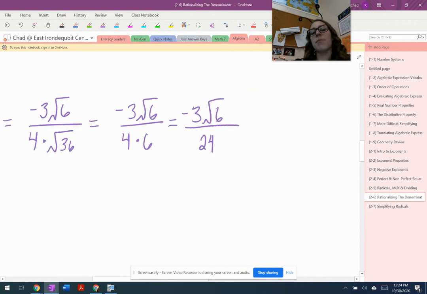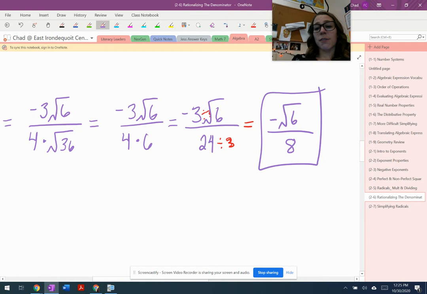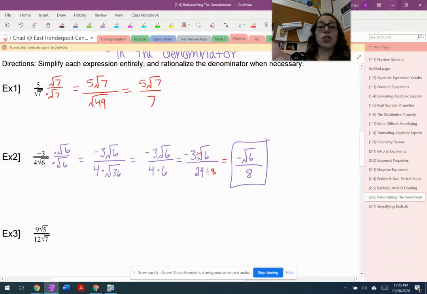However, we aren't done yet because that 3 and that 24 can be simplified. What you can't do is simplify a whole number with something inside of the radical. So even though 3, 6, and 24 are all divisible by 3, I can't touch that square root of 6 because it's under that square root. But I can simplify the -3 by 3 and the 24 by 3, to get a final simplified answer of -1 square roots of 6 divided by 24 divided by 3 is 8. So there is our final simplified rationalized answer.